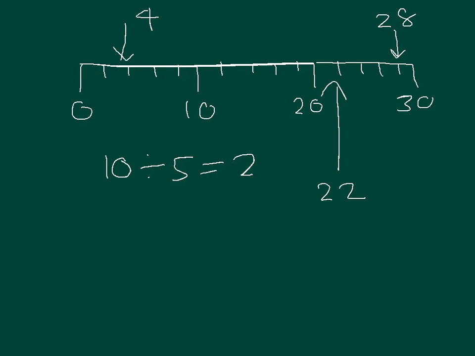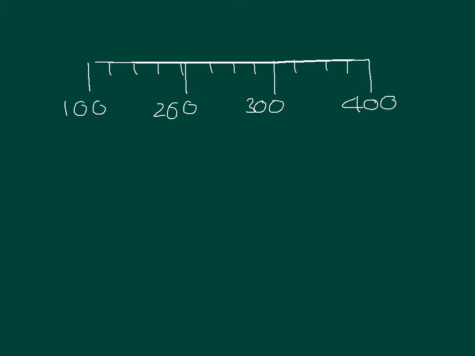We'll look at one more. So on this number line, we're going up in hundreds, from 100 to 200 to 300 to 400, and there are 1, 2, 3, 4 divisions. Just draw that in there so that's not too confusing. That's just a whole line there. So 4 divisions for 100. So 100 divided by 4 gives me 25. So each division is worth 25.